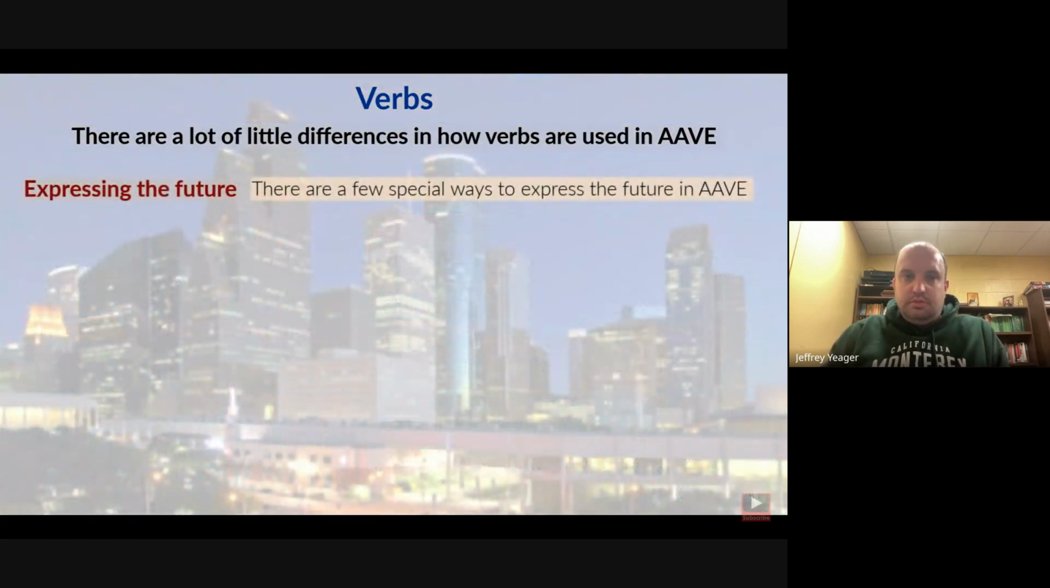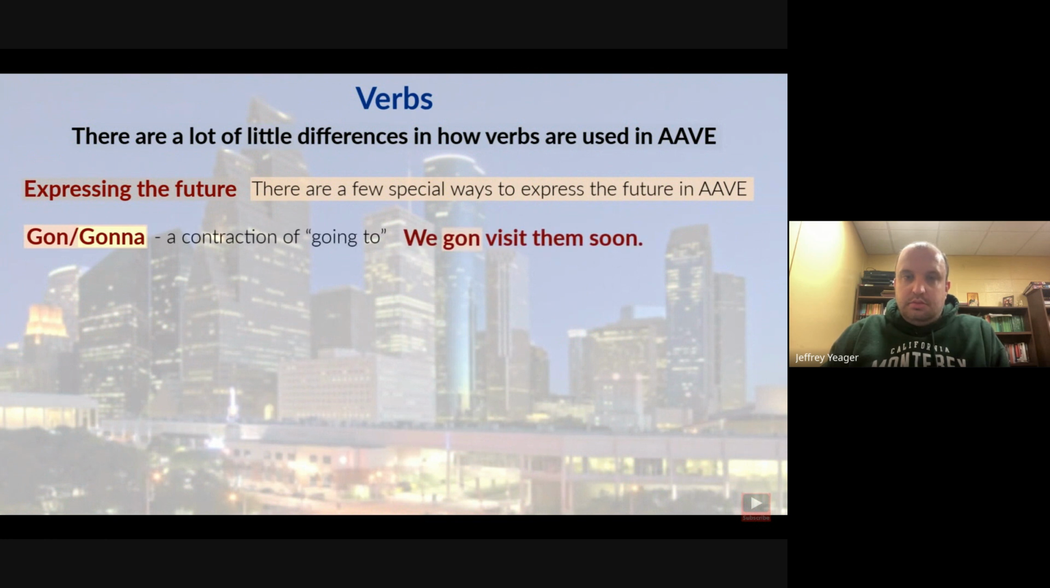There are a few special ways to express the future in AAVE. One way is using gon or gonna, which is a contraction of going to. We gonna visit them soon. Gonna is used in casual speech in a lot of varieties of English, so this is no big surprise.